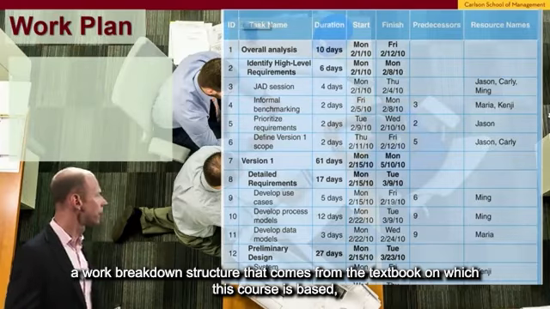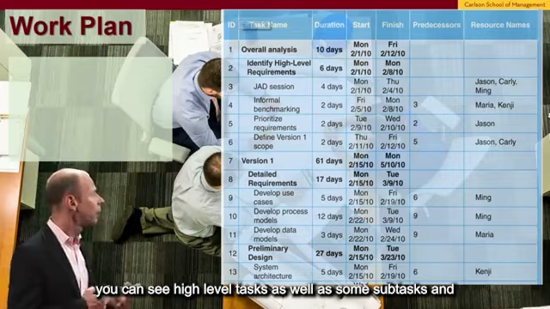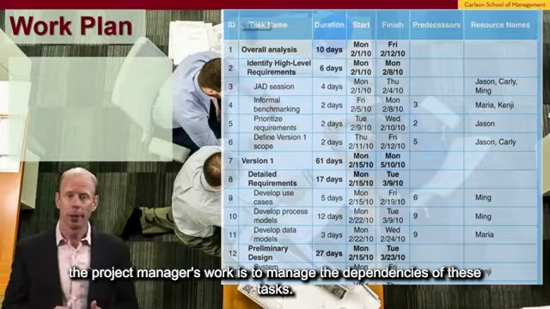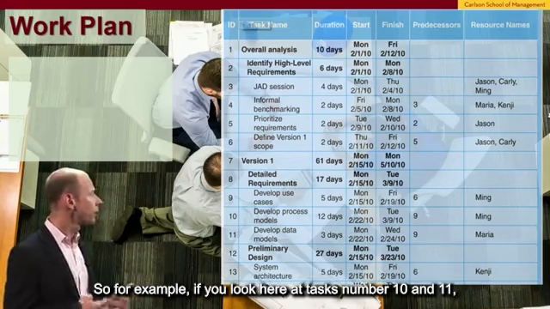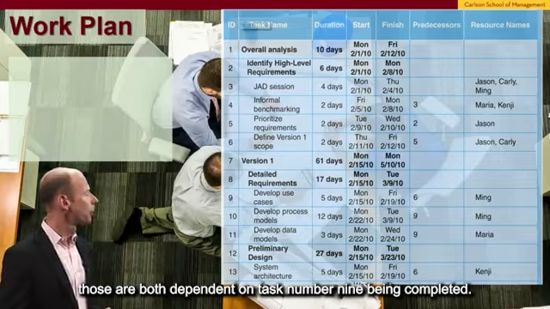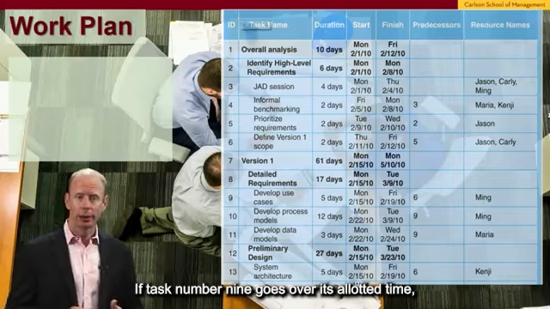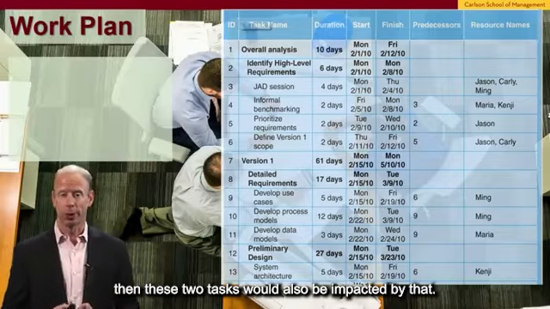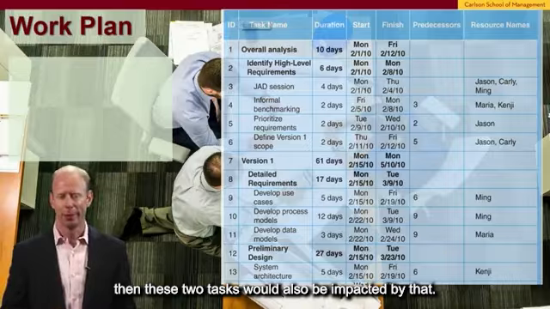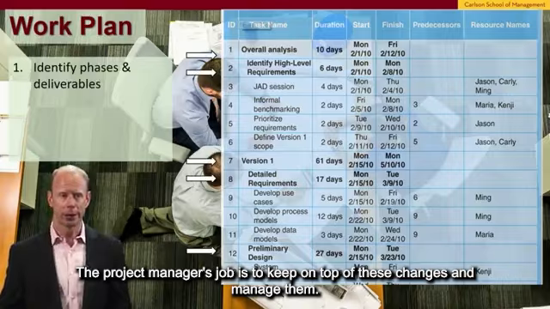Here is another look at a work breakdown structure that comes from the textbook on which this course is based. You can see high-level tasks as well as some subtasks, and one important dimension of the project manager's work is to manage the dependencies of these tasks. So for example, if you look here at tasks number 10 and 11, those are both dependent on task number 9 being completed. If task number 9 goes over its allotted time, then these two tasks would also be impacted by that. The project manager's job is to keep on top of these changes and manage them.